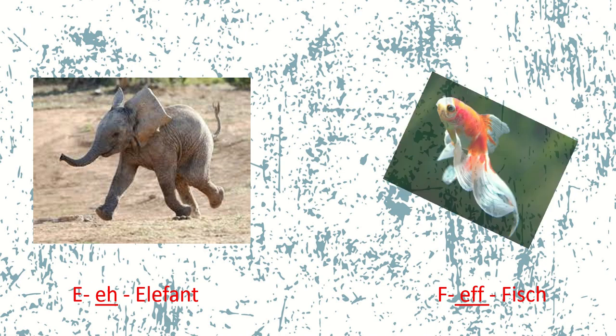Next letter is E, Elefant. Elefant is a German word and its English translation is elephant. Next letter is F, Fisch. A similar meaning in English as well, fish.